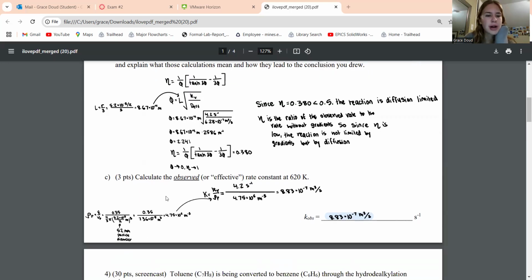Then for part C, the observed rate constant is just going to be A_v over particle density. Again, super plug and chug. The density is just epsilon over the volume of the particle, which is a sphere. And then I got that answer.